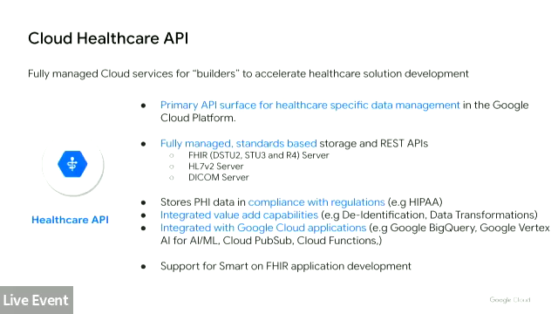And then we also integrate with the rest of Google Cloud. So for example, we have de-identification capabilities. So you can de-identify your FHIR data or your medical imaging data. We also integrate with other well-known Google Cloud applications, such as BigQuery, Vertex AI, which is our AI suite, Google Cloud PubSub, which is an event notification system, and Cloud Functions, which is a serverless way of executing code. And then another thing to note is we also support SMART on FHIR application development.